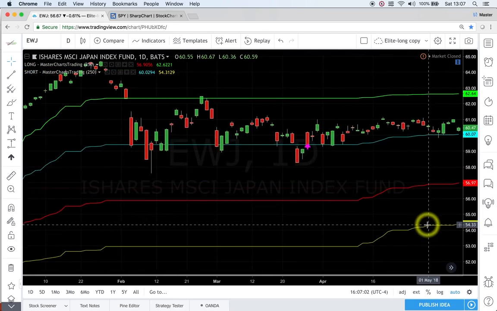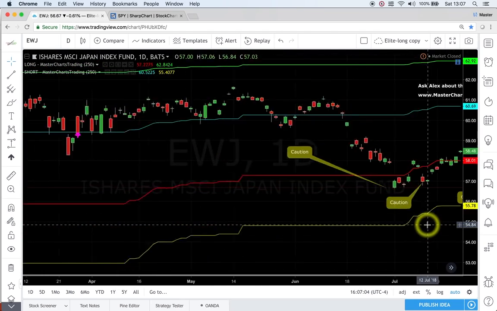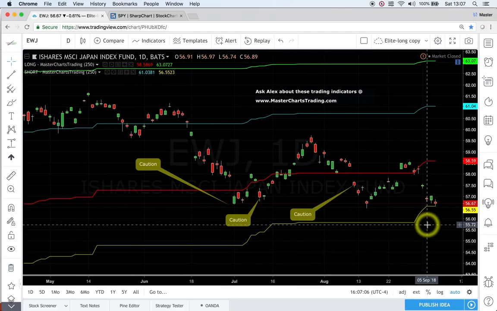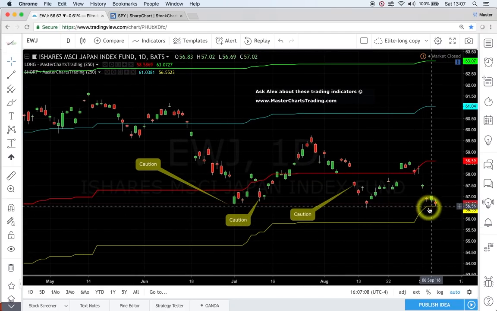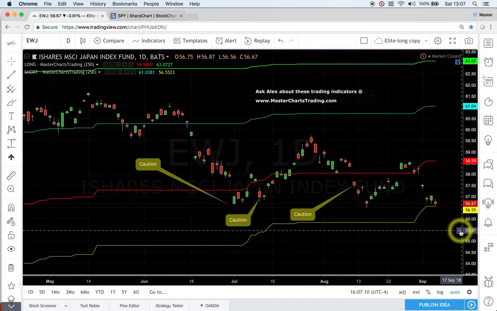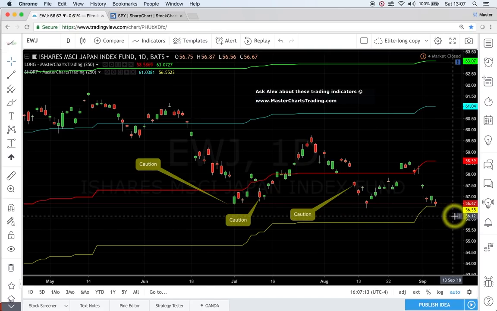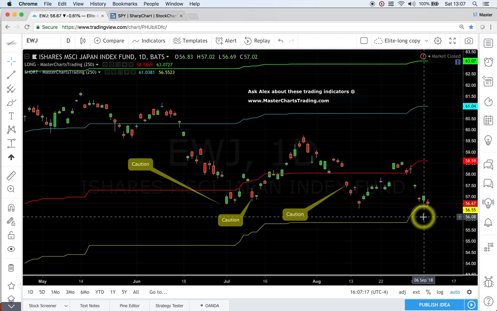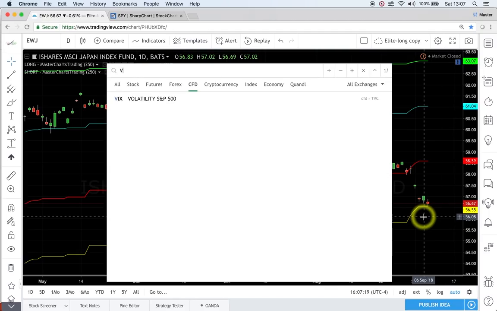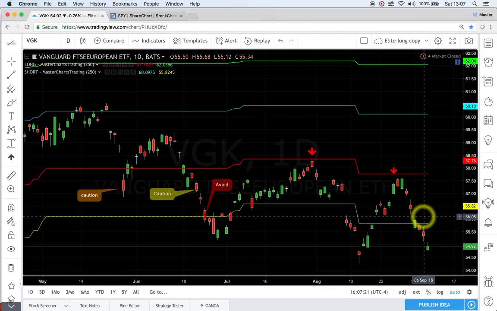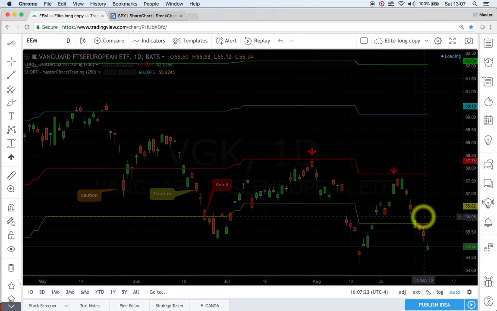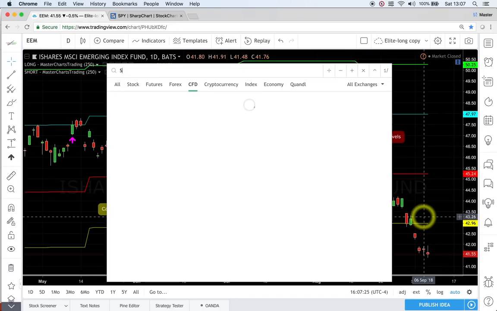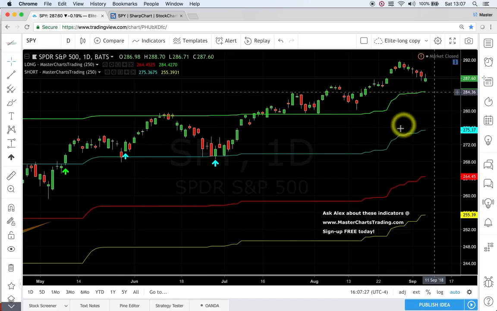So far, I can make the claim that maybe we're still in a bull market, but just barely. But if we get a close below these levels here, I think we're going to be unequivocally in the bear market. So European equities, Japanese equities, emerging markets, all in bear markets. United States market in an uptrend.